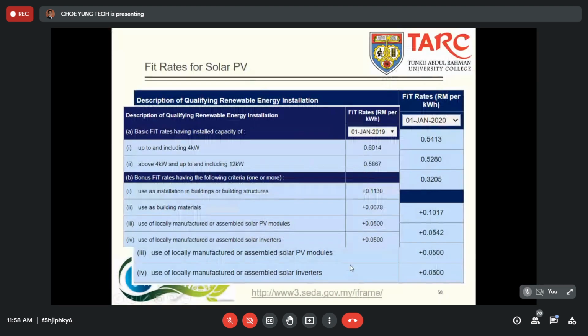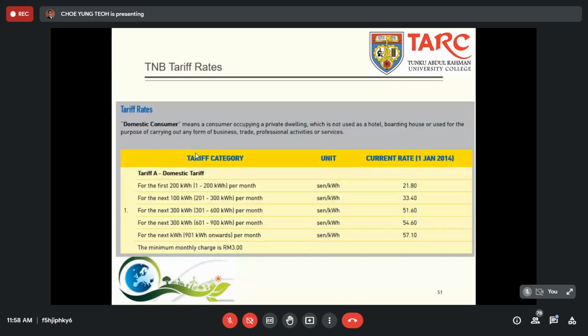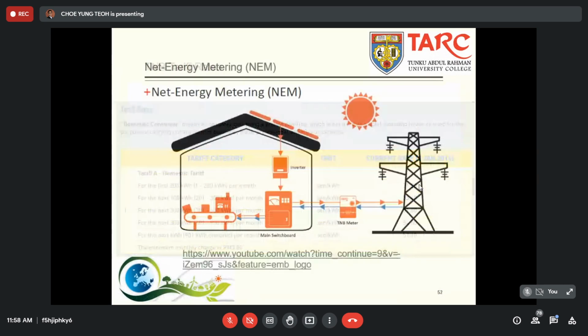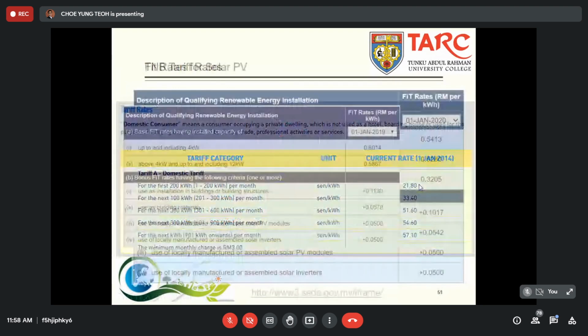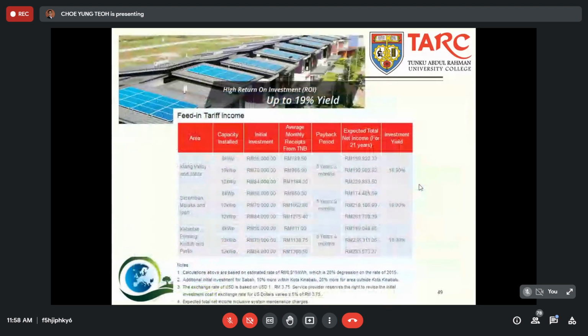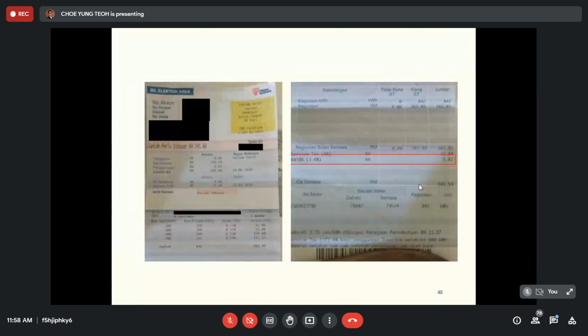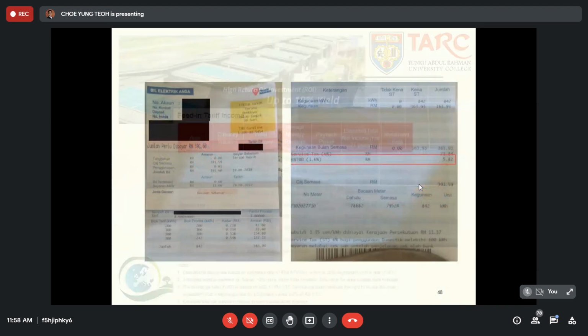Okay, let's continue on this. It keeps dropping. And not only for solar, it's only applicable for small hydro and biomass. Yeah, TNB tariff rate, 21.8% for the first 200 kilowatt. And as I said, this feed-in tariff has come to an end at the year 2020, with no more feed-in tariff.